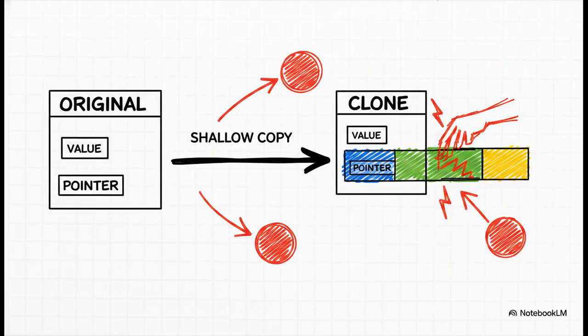And this is the danger. By default, Go does what's called a shallow copy. Look at the diagram. When you copy the struct, it copies the pointer to the slice data, but not the slice data itself. So now, both your original prototype and your new clone are pointing to the exact same block of memory. If you change the data in the clone, surprise! You've just changed it in the original prototype too. You've corrupted your master template.